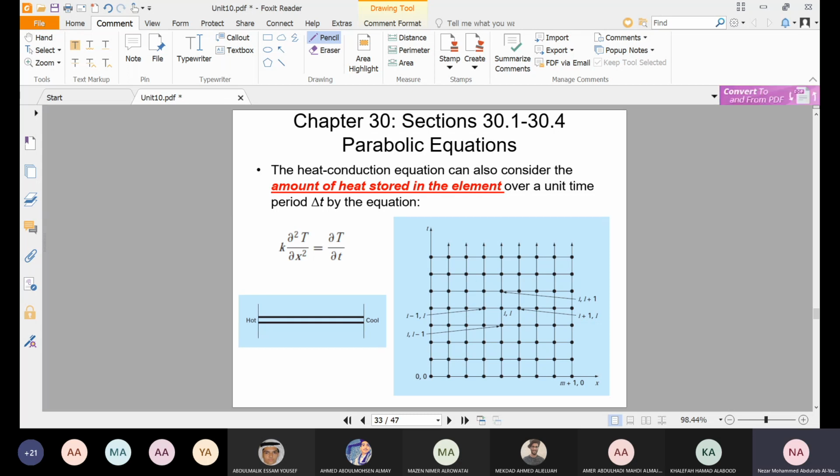So also the heat conduction equation can consider the amount of heat stored in an element over a unit of time. If you also want to compute, for example, the amount of heat stored in an element over a period of time, how can we do this? We can do it depending on how many variables of interest we want to compute. And this is the equation that represents the heat stored in an element.